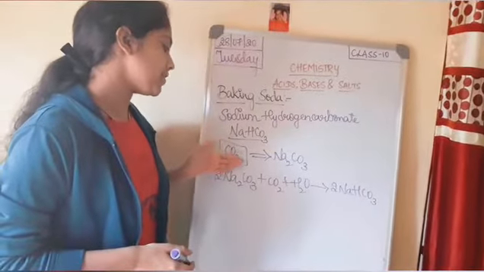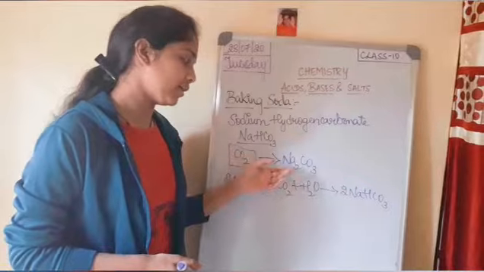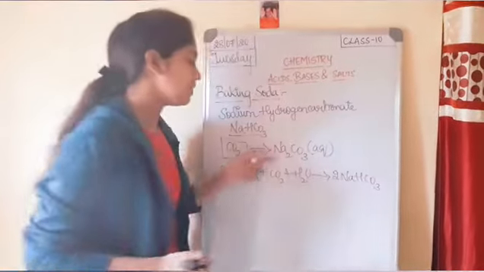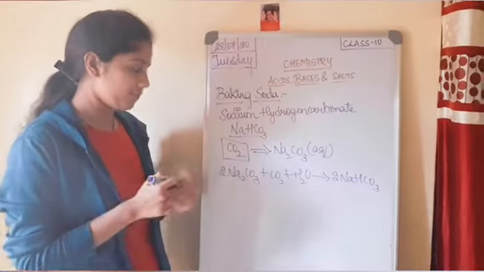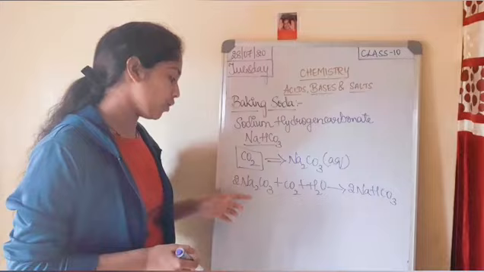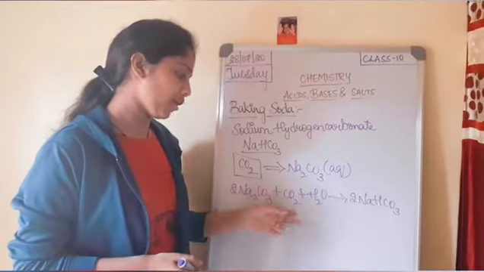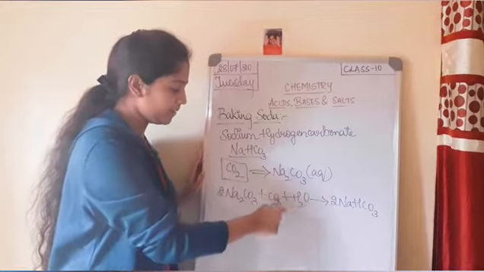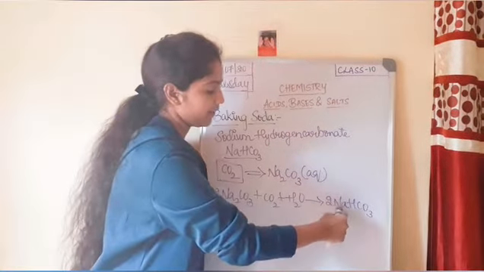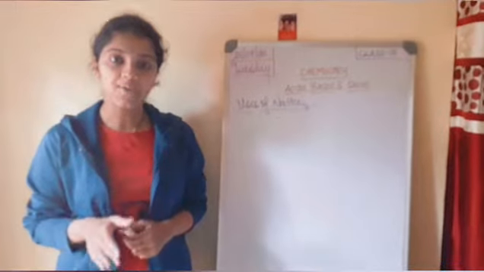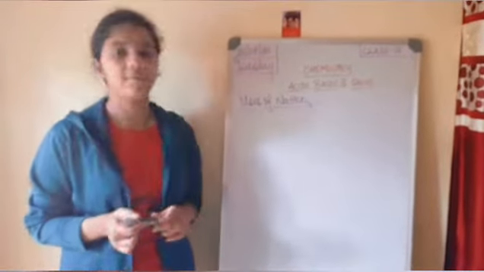Carbon dioxide is passed through an aqueous solution. So 2Na2CO3, that is 2 times sodium carbonate, plus carbon dioxide plus water, as this is already present in water, gives 2 of NaHCO3. Now this is baking soda. Now let us learn the uses of baking soda.